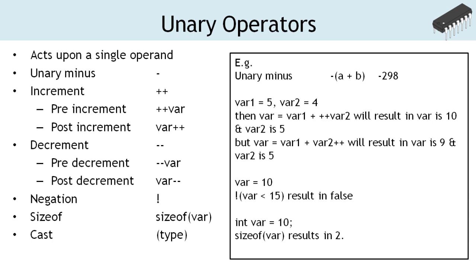Negation is another unary operator in C. It negates the value of a logical expression. If an expression resulted in true originally, then application of the negation operator will make it false, and vice versa. The next operator in the class of unary operators is sizeof. The operator returns the size of its operand in bytes. A cast is also a unary operator, which is used to change the data type of the operand before it is being used.